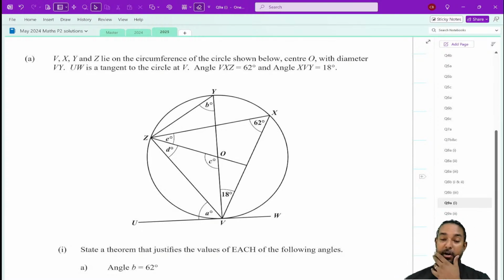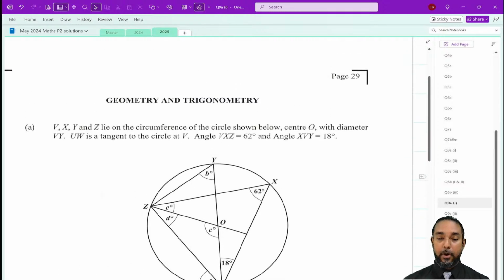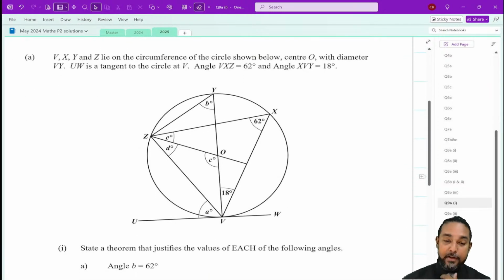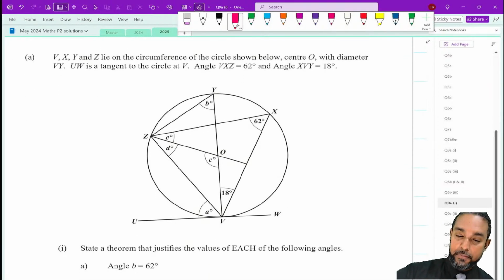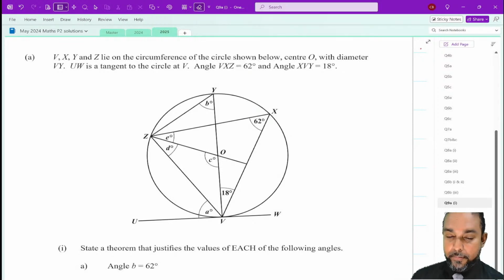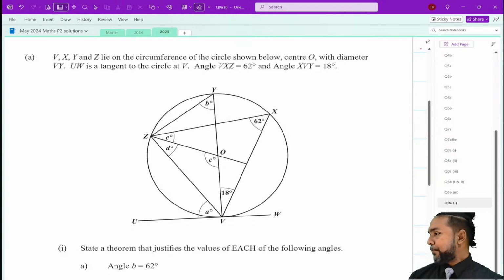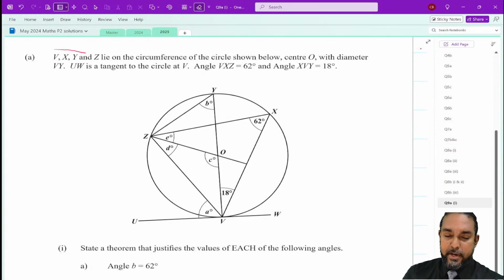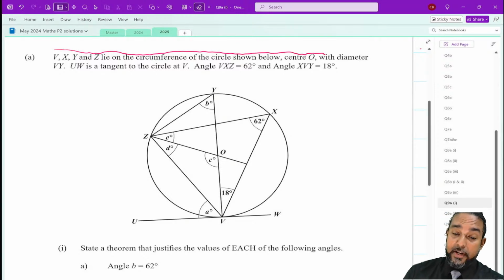So hopefully today we're going to wrap up the May 2024 paper 2. So we're on to question 9, the geometry and trigonometry question, which is a very popular one. Right, so we have a diagram here. So clearly it's the circle theorem question. So we have V, X, Y, and Z lie on the circumference of a circle shown below, center O, with diameter VY.